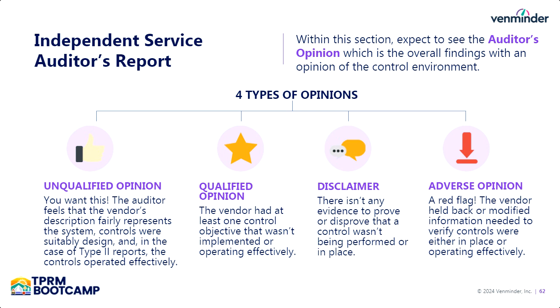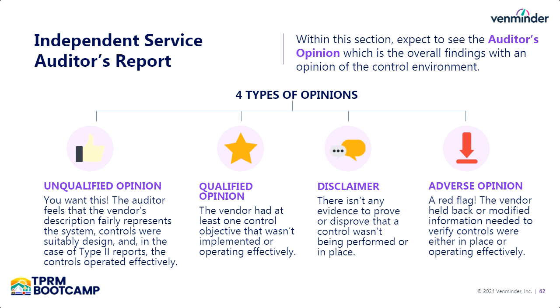Unqualified is what you want to see. Sometimes people think that sounds bad, but unqualified is the best news you can get. And generally speaking, if a report is unqualified, you're not going to see them say unqualified. It's just not going to have one of these other 3 opinions. The auditor's letter will state that all control objectives met the requirements.